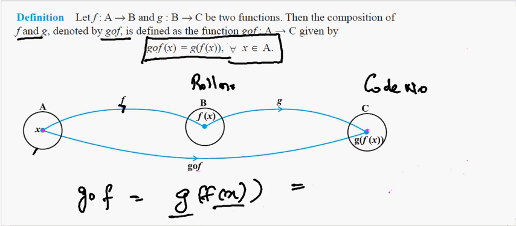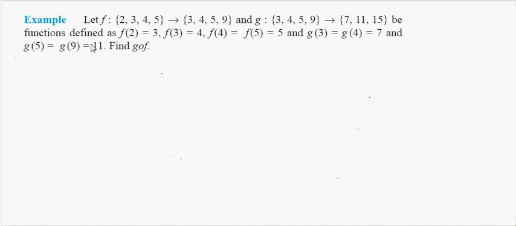So now let's take an example of how to find the composition of a function. In this case, they have given two functions f and g. They have given how it is mapped. Then they've given the values: f of 2 is equal to 3, f of 3 is 4, like that. Similarly, they have given g of 3, g of 4, g of 5, and g of 9.